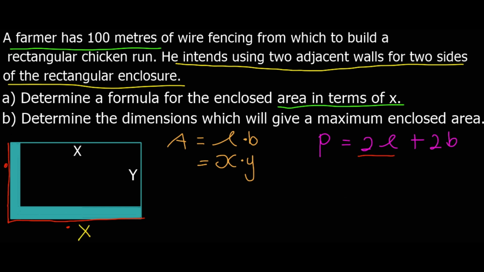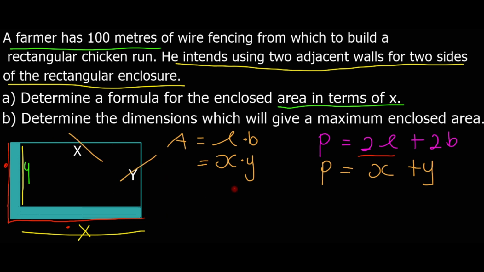We say our perimeter is based on these 2 sides only. This is x and then this is y. Our perimeter we add this side and this side only. So our perimeter will be x plus y, not 2 because this side we do not have, and also this side. Based on this information, because the perimeter we were given is 100, we say we have 100 equal to x plus y.